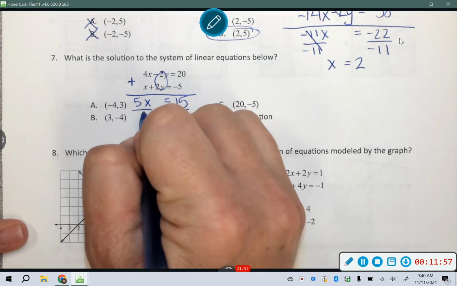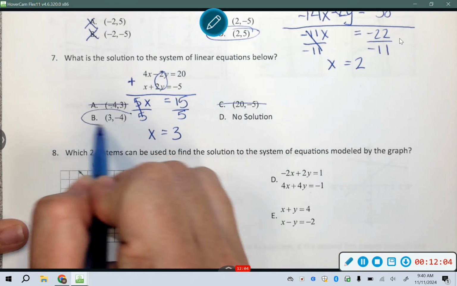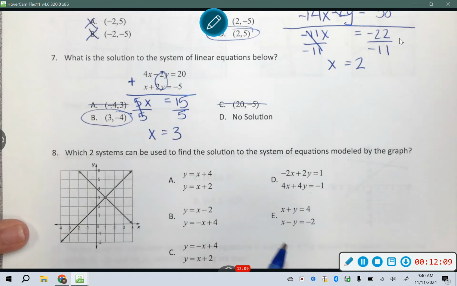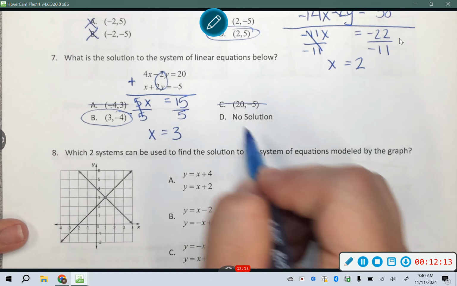Well, this is x is negative 4, this x is 20, this is x is 3, so this is my answer. I know it's not no solution because remember, no solution or infinite solutions is when my x and my y cancel. My x did not cancel here.